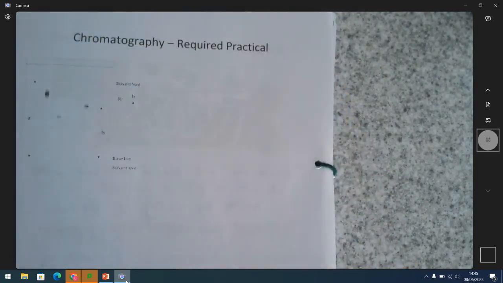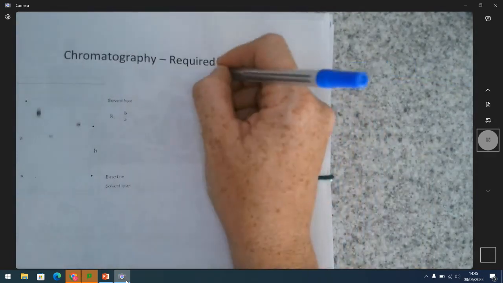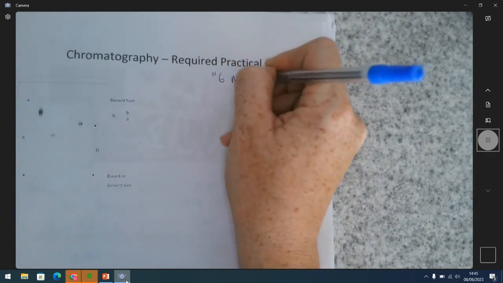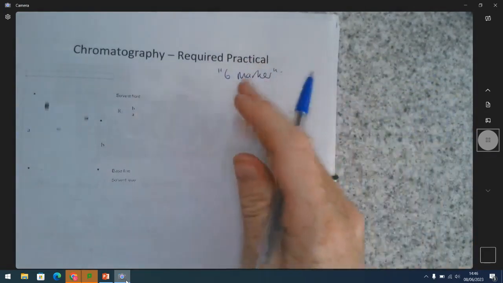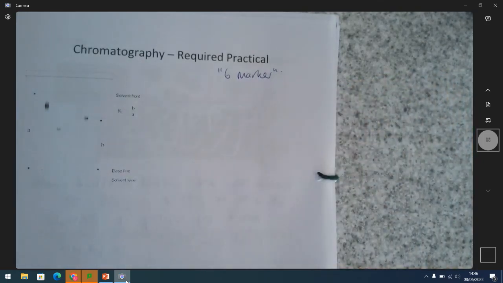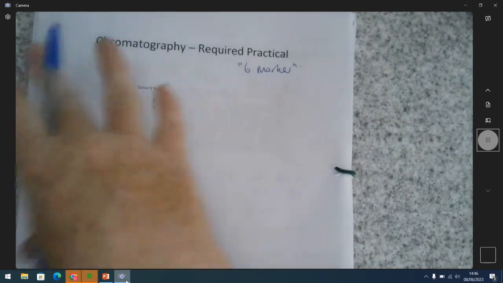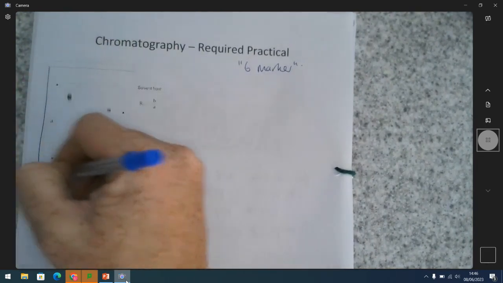So essentially what we're going to do is go through the methods, almost the 6 marker type questions you get on this. And then we'll talk a little bit about the calculation and the other types of data questions you might get around this. So the diagram's not very good, but I'll try and re-sketch over it.